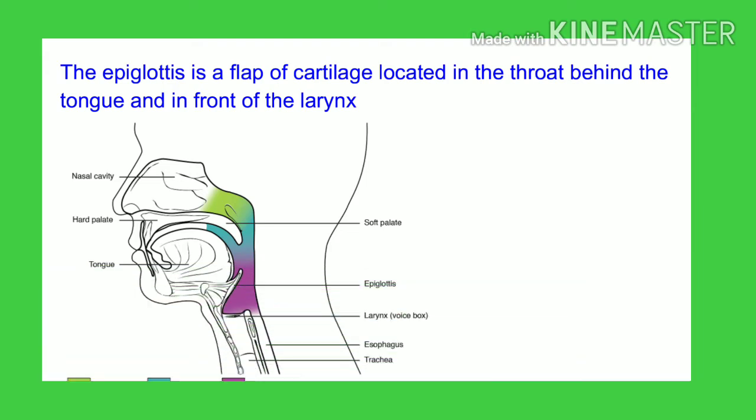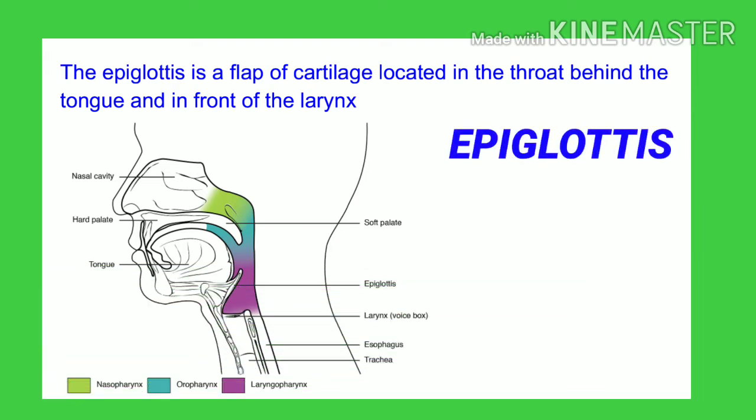So, epiglottis. What is epiglottis and what is the function of epiglottis in respiration? Epiglottis is a flap-like structure, a flap of cartilage located in the throat, behind the tongue and in front of the larynx. Now I will show you the exact location of this epiglottis.